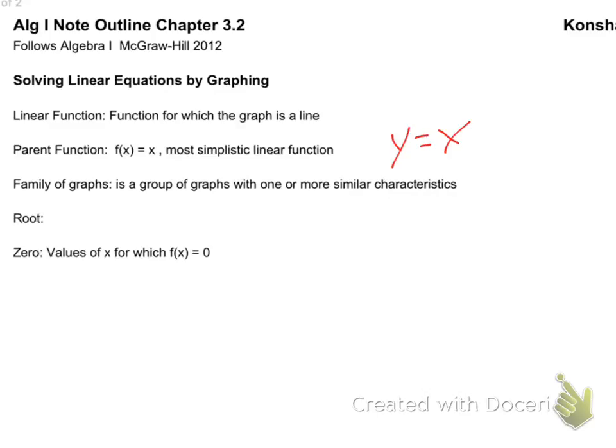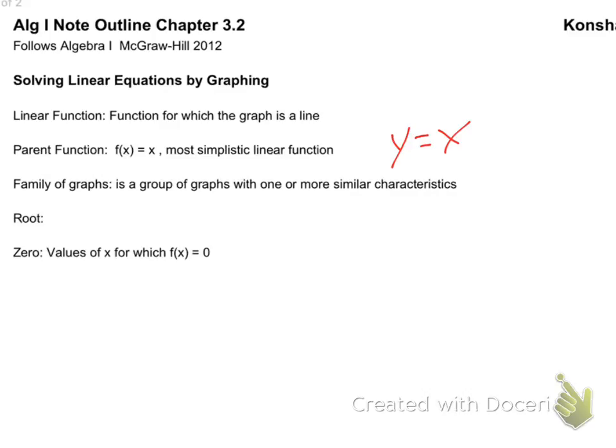So it means if x is 5, then y is 5. If x is negative 3, then y is negative 3. Okay? So y and x are the exact same thing. Guys, this would be what we call a parent function of a line. It's the most simplistic, easiest line to ever have.